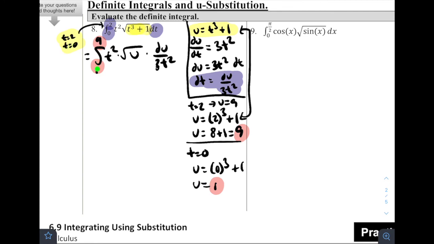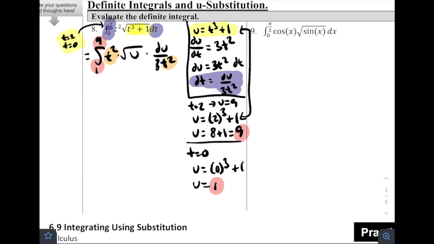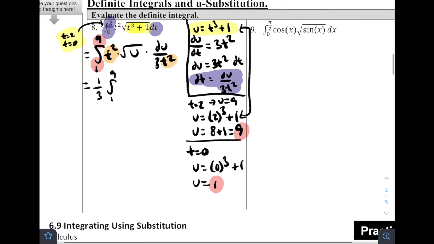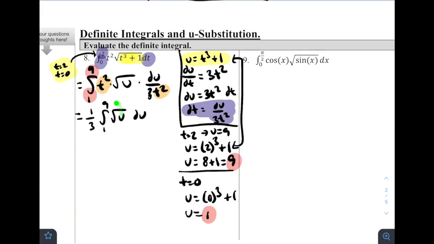And so we want the limits of integration to match up with whatever the variable is that we're taking the integral with respect to. Now, we got some canceling to do, because we also see that our t squared and our t squared are going to cancel. And we're left with technically 1 over 3, which I'll pull outside. So that's going to be 1/3 times the integral from 1 to 9 of the square root of u du. So now this is a much easier problem for us to do. Everything's in terms of u. This is now a way easier problem. All the t's canceled out.